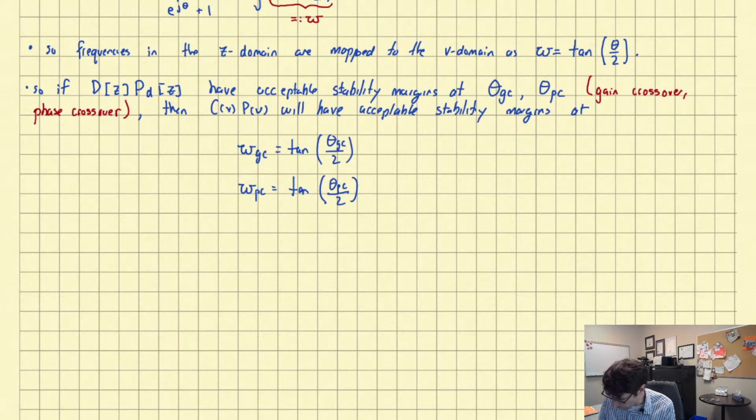And so that's the reason, that's the basic idea. This is going to work because frequencies get mapped over, and there's a simple relationship between frequencies in the V plane and frequencies in the Z plane.